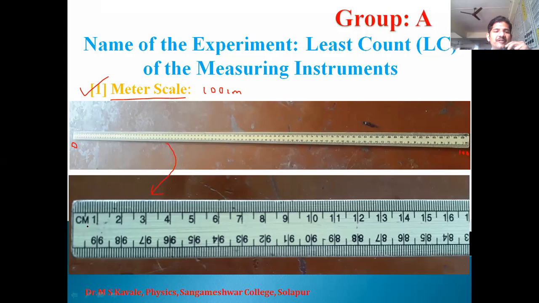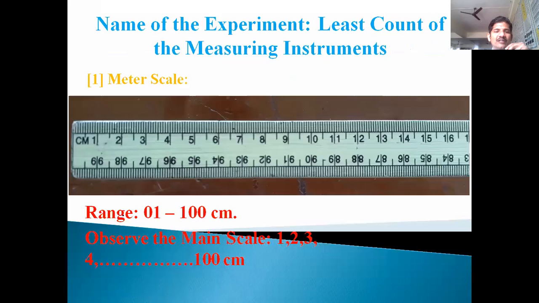CM stands for centimeter, then 1, 2, 3, 4, 5, 6 are the marks of centimeter on the meter scale. Actually 0 is not marked over here, but we can assume that 0 is present over here. Between 0 to 1 or 1 to 2 or 2 to 3, 10 equal subdivisions are marked. And how to find out the value of smallest division on the main scale of the meter scale?